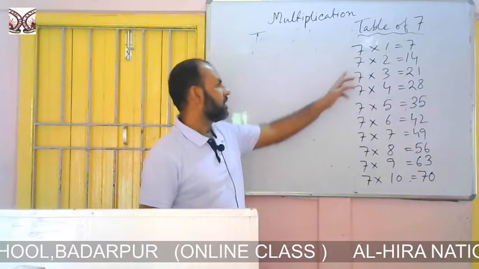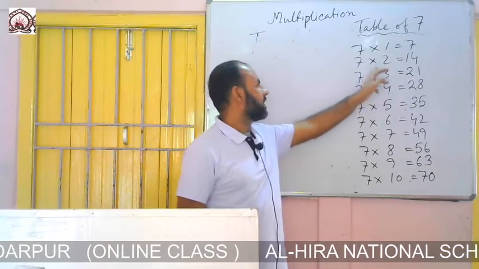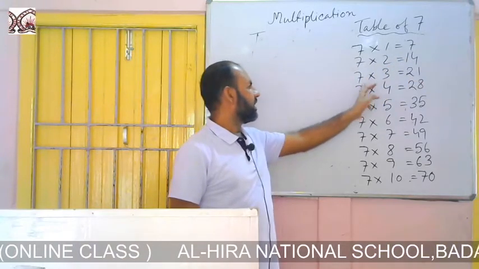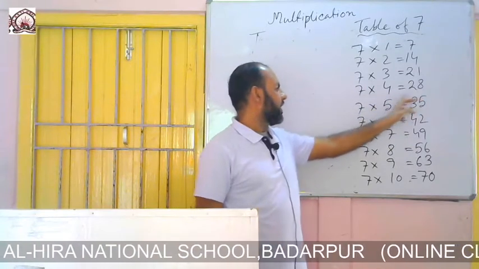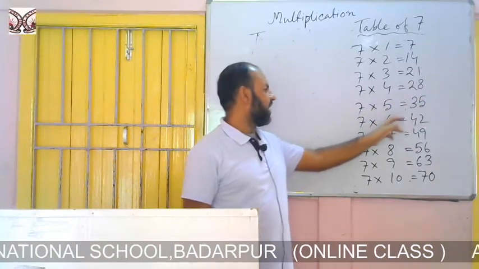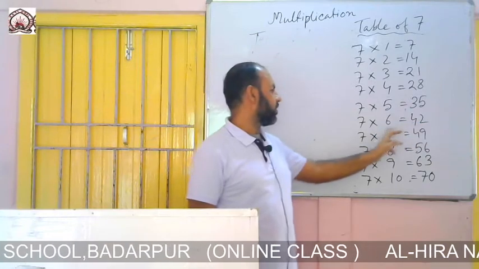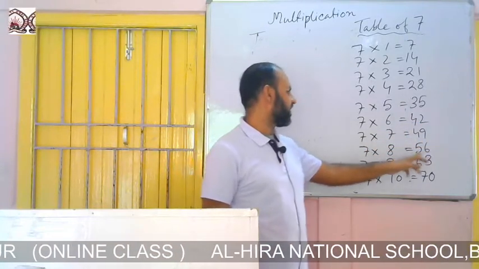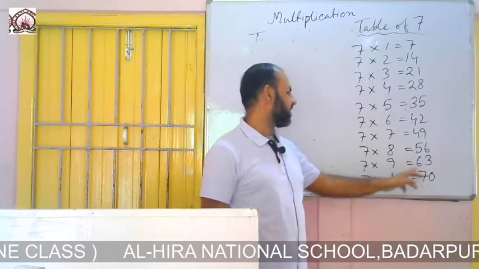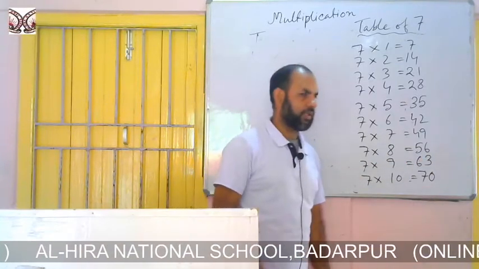So here 7 1s are 7, 7 2s are 14, 7 3s are 21, 7 4s are 28, 7 5s are 35, 7 6s are 42, 7 7s are 49, 7 8s are 56, 7 9s are 63, 7 10s are 70.